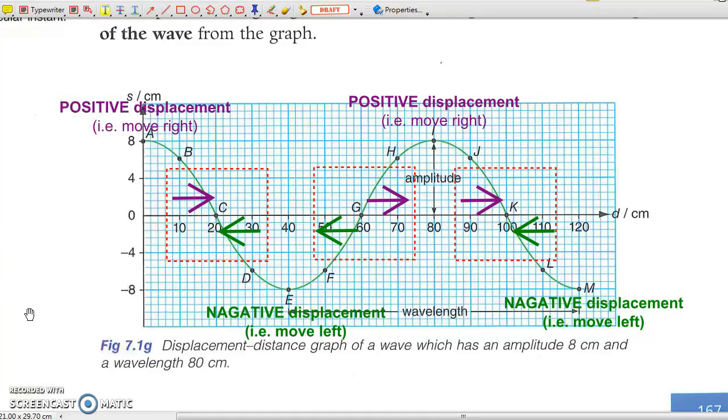Lastly, if the wave travels towards the right, you may sketch the displacement-distance graph a very short time later. And now, you can tell that particles B, C, D are moving towards the right. F, G, H are moving towards the left. J, K, L are moving towards the right. And lastly, A, E, I, and M are all momentarily at rest.